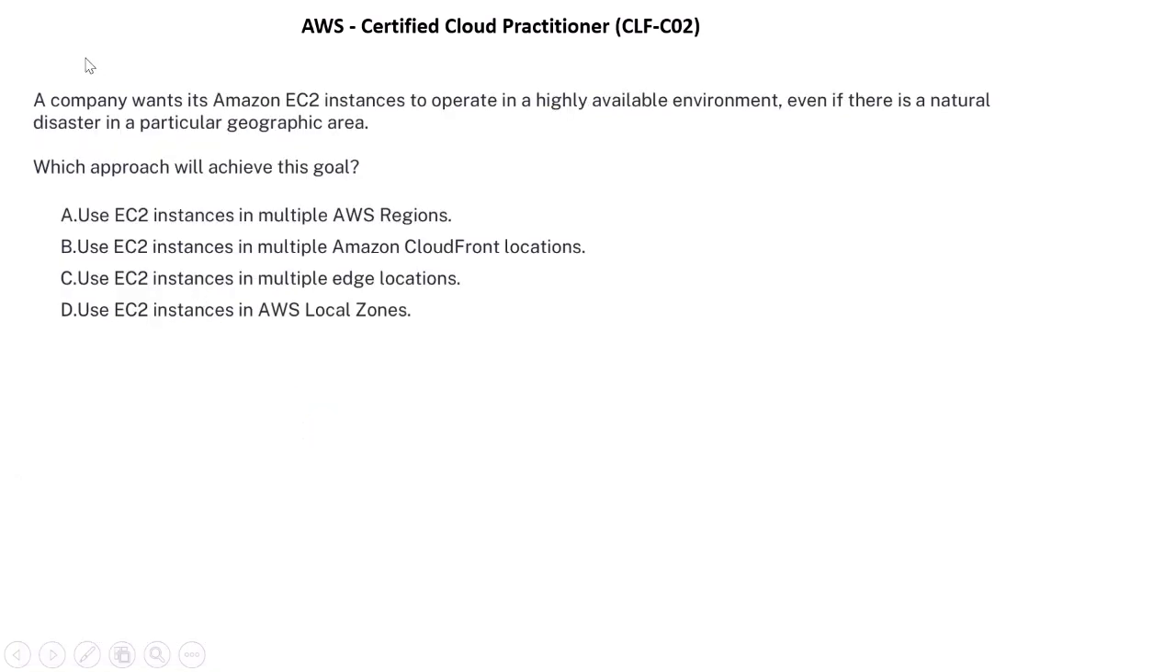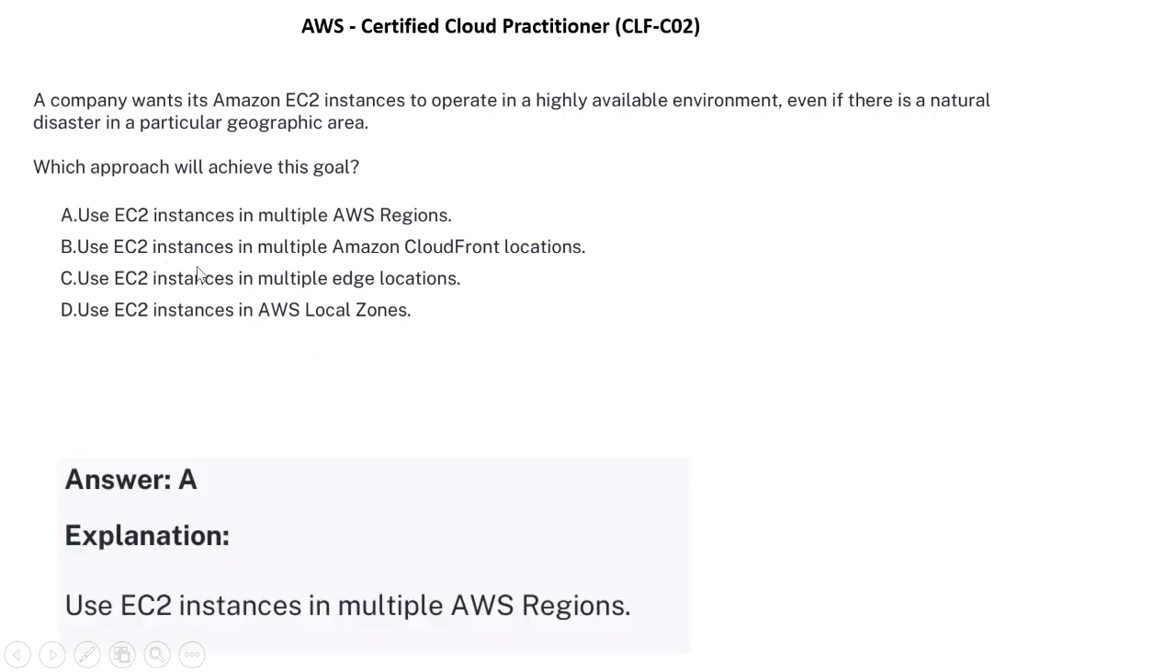Next question. A company wants its Amazon EC2 instances to operate in a highly available environment even if there is a natural disaster in a particular geographic area. Which approach will achieve this goal? Option A, use EC2 instances in multiple AWS Regions. Option B, use EC2 instances in multiple Amazon CloudFront locations. Option C, use EC2 instances in multiple edge locations. Option D, use EC2 instances in AWS Local Zones. The correct answer is option A, use EC2 instances in multiple AWS Regions. Next question.